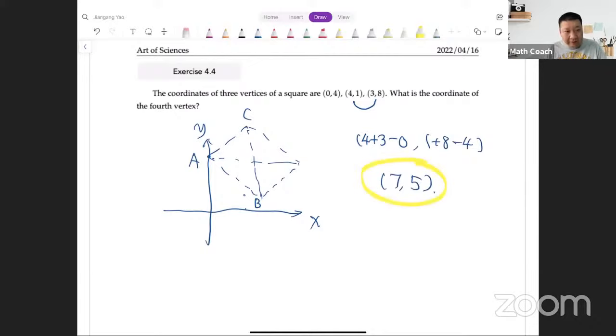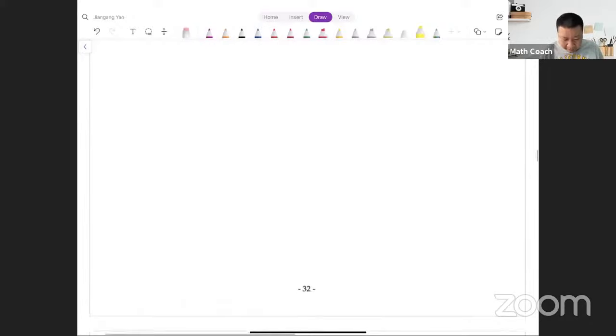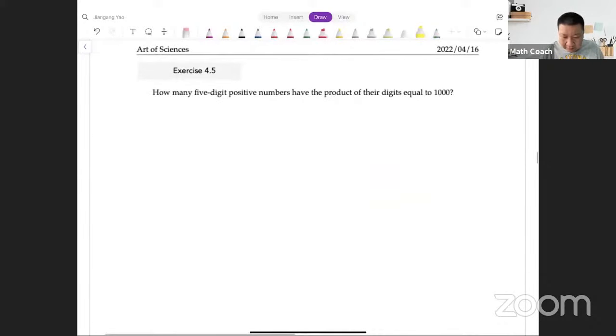So now it's question 4, and next, let's go to problem 5. How many 5-digit positive numbers have the product of their digits equal to 1,000? We dealt with the sum of the digits for 3-digit numbers, and now we deal with the product of the digits for 5-digit numbers. Okay, 69, go ahead. Yes, your answer is correct. And the answer is 40.